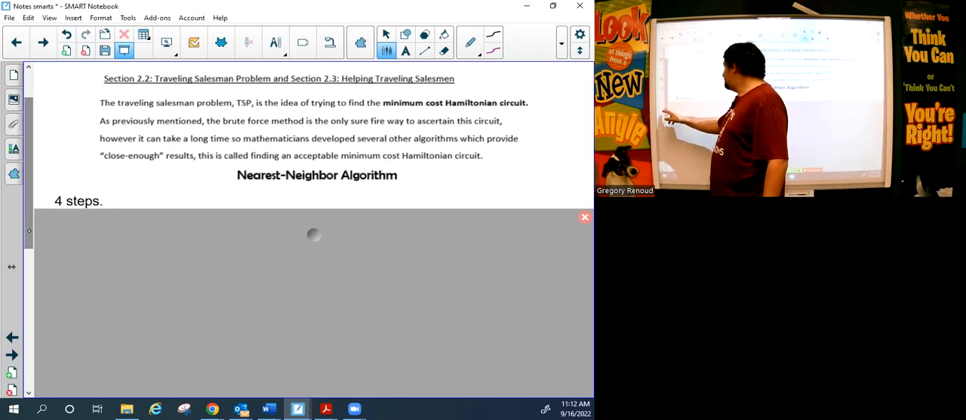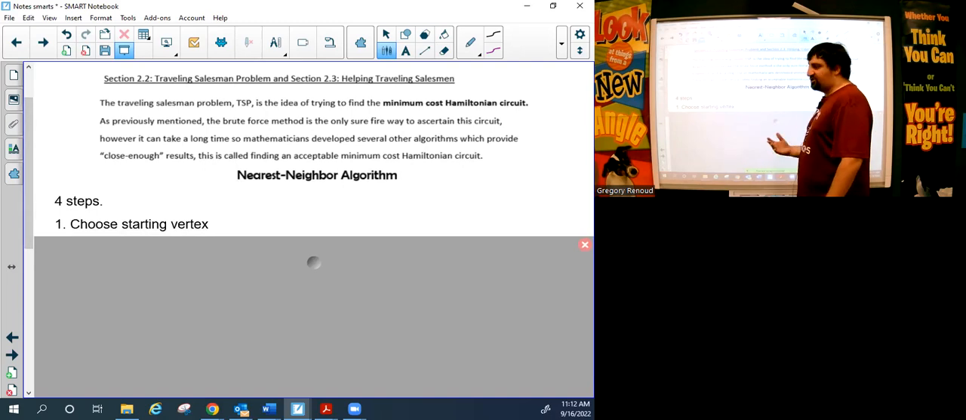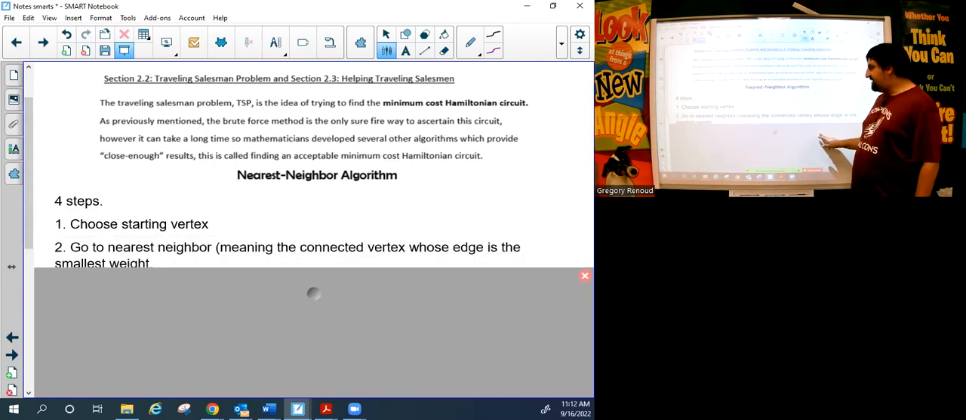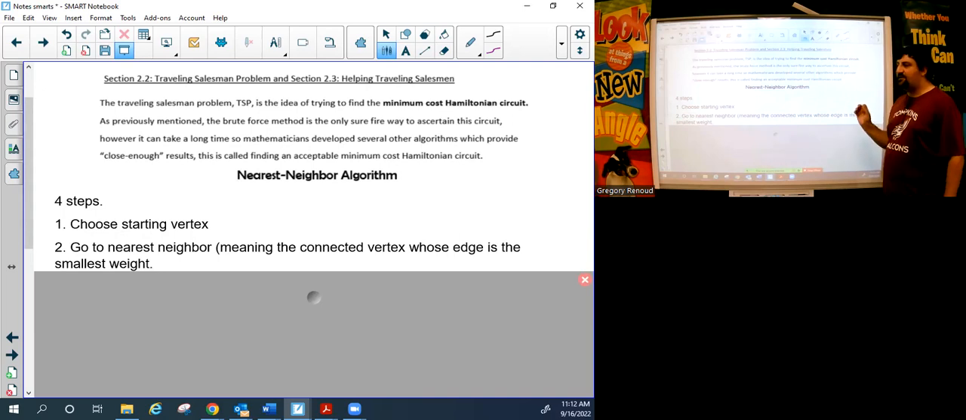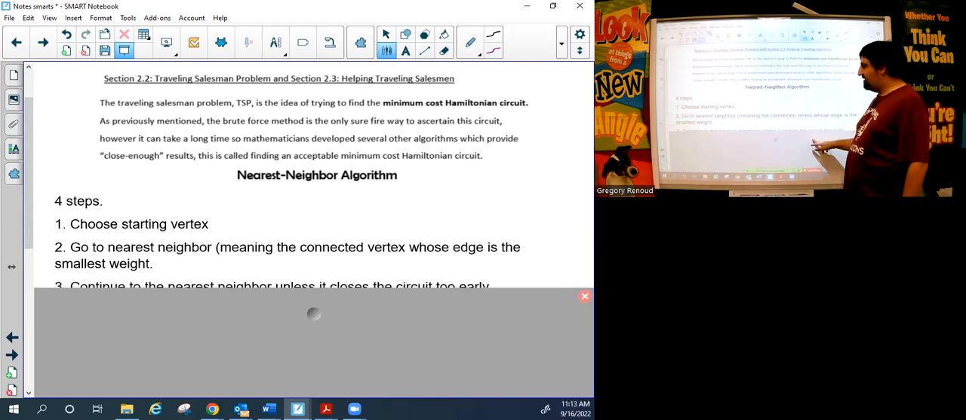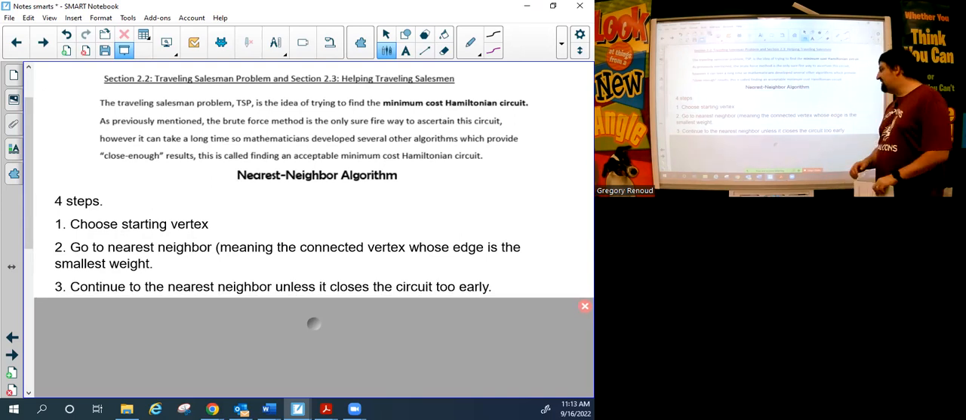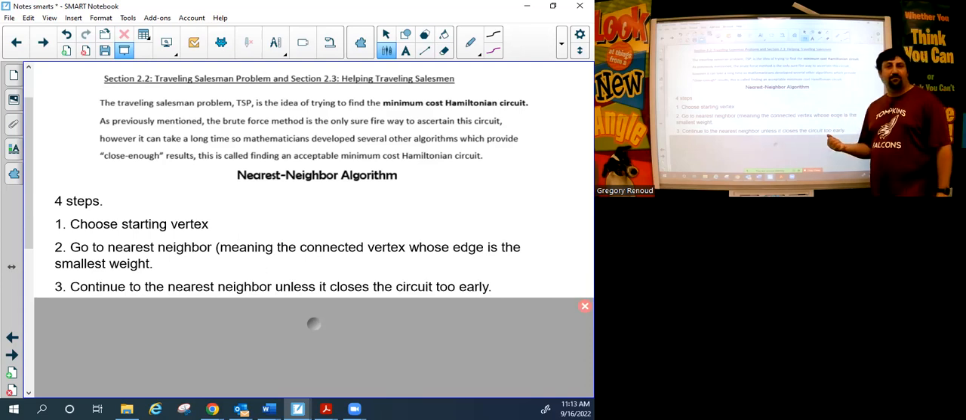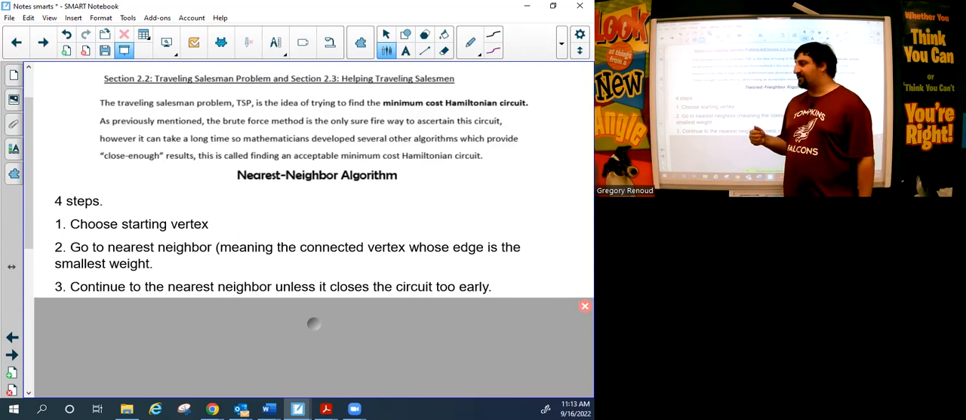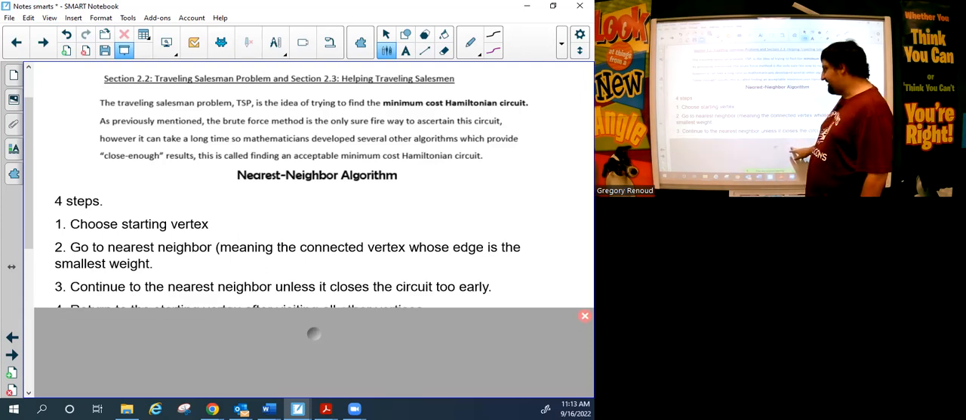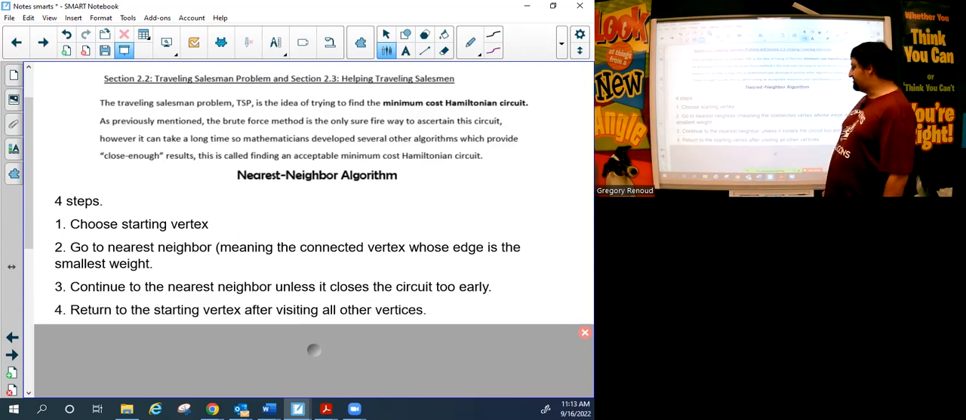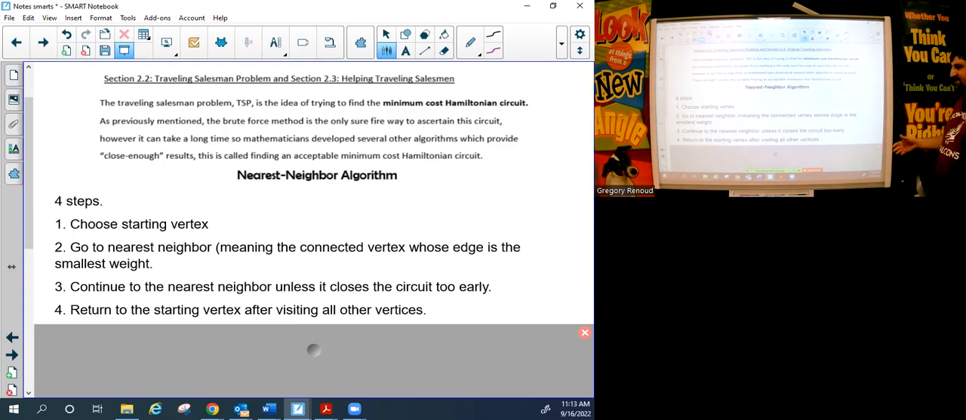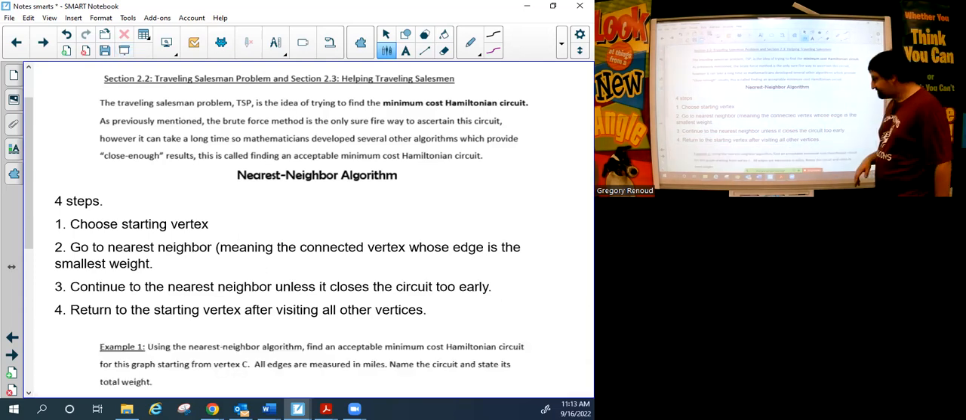So step 1, choose a starting vertex. Step 2, go to the nearest neighbor. That means follow the edge with the lowest possible weight. Step 3, continue to the nearest neighbor unless it closes the circuit too early. So we're going to keep going along the lowest weight unless it's not possible because it messes up our Hamiltonian circuit. Sometimes that happens. We'll see an example of that in a minute. And then, of course, return to the starting vertex after visiting all the other vertices to finish off our circuit.